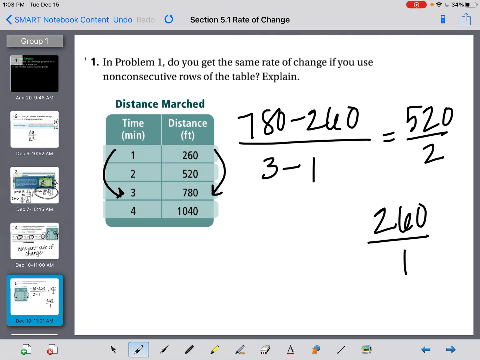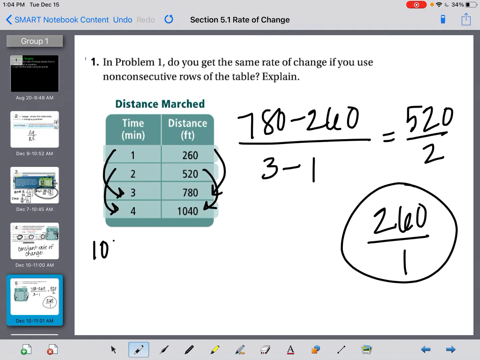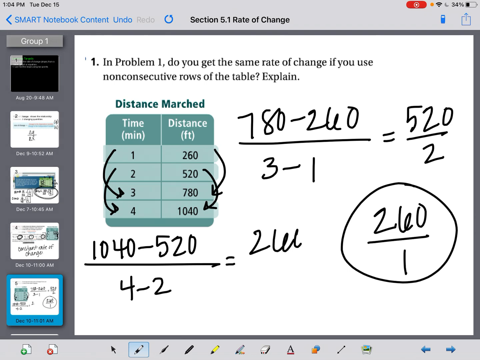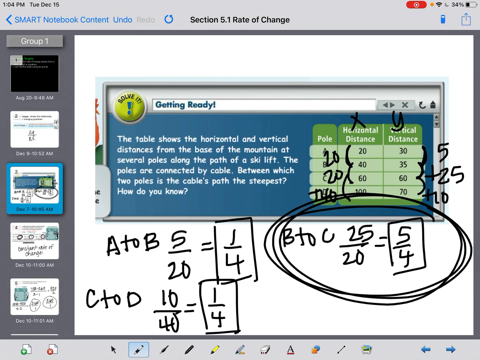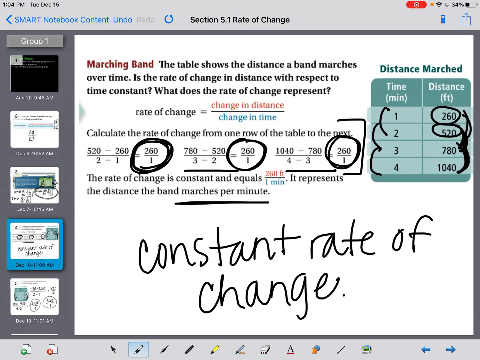Okay, this is the same table that was back here in the marching band, but they're wondering if it'll be any different. That one turned out the same. What if we tried these? If we do 1040 minus 520 on top and 4 minus 2 on the bottom, that's going to reduce also to 260 over 1. So if it is a constant rate of change, like we found out that this one was, then it doesn't matter if we use consecutive numbers or not.